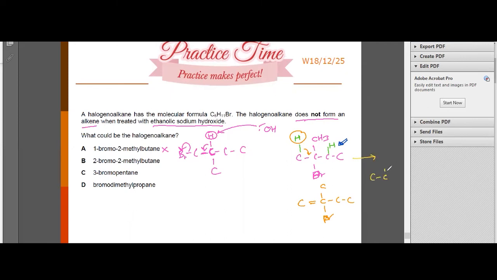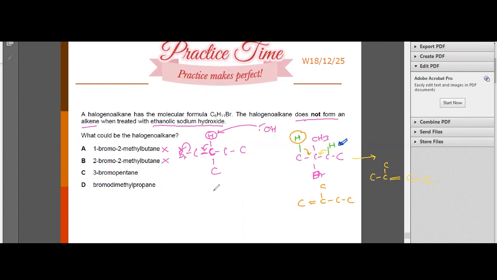So if it attacks this, it will give this. The position of the double bond will be right here. I'm sorry, the Br has already been released. So this will be different, because there are two hydrogen environments here. So B will produce alkene. So it will not be B. How about C?